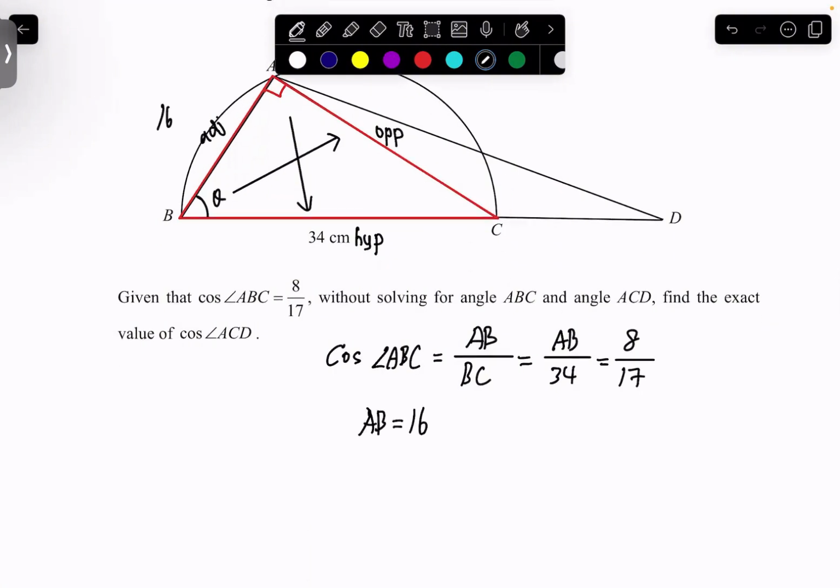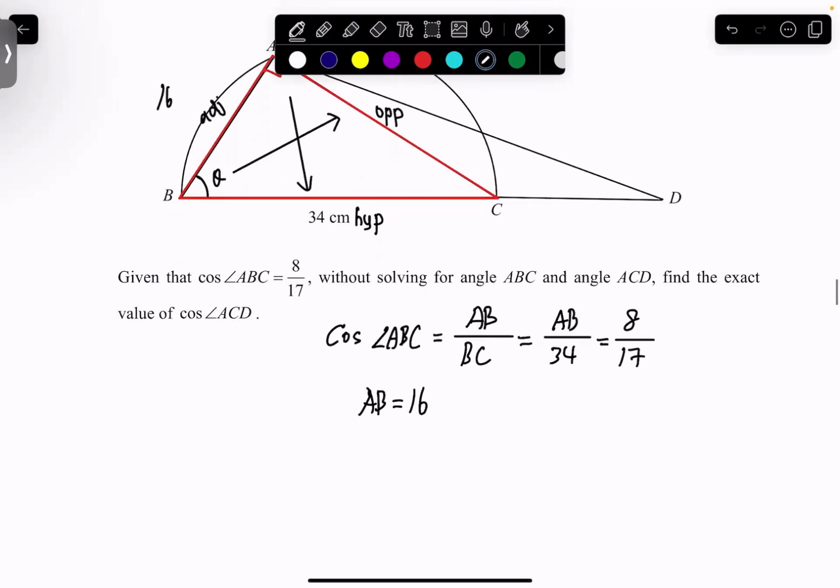Now what is the opposite? Pythagoras theorem. AC equals the square root of 34 squared minus 16 squared. So the opposite is 30.